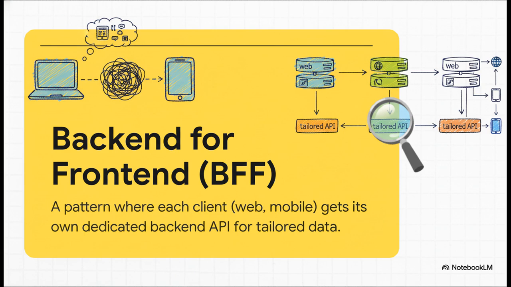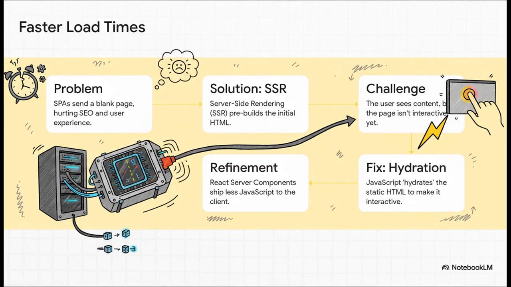The idea was to give each client its own special, tailored API, often built and owned by the front-end team itself. Now, to fix that slow initial load, we kind of went back to the future with server-side rendering, or SSR. A server pre-builds the initial HTML, so the user sees content right away. But here's the catch. That page is just static. It's not interactive, not until the full JavaScript app downloads and hydrates it, which is a fancy way of saying it attaches itself and brings the static page to life.